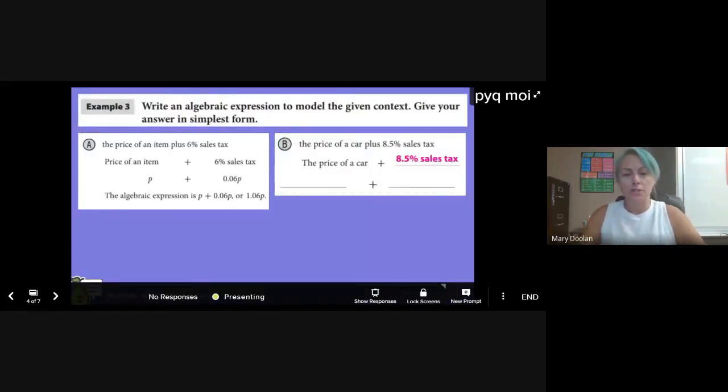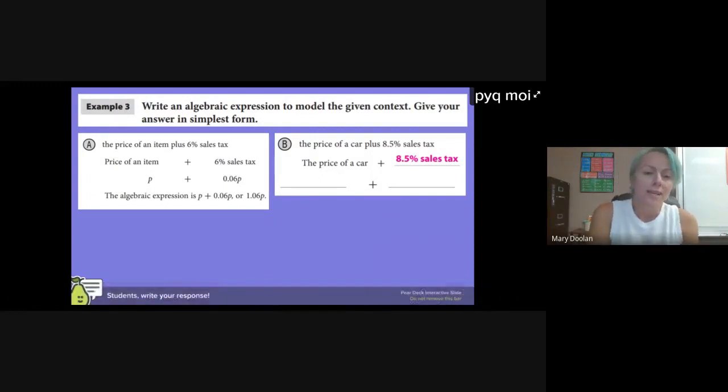Here's an example, which is also out of your text. Example A is all the way worked out. I'm going to explain it to you. And then example B, we're going to work out together through Pear Deck. So for example A, we have a statement. It says the price of an item plus 6% sales tax. Right? We don't know what the price of the item is. You don't even know what the item is, but it's an unknown and it is a number that we don't know. So we're going to replace that with a variable, and they're using P as the variable. The word plus tells us we're adding.